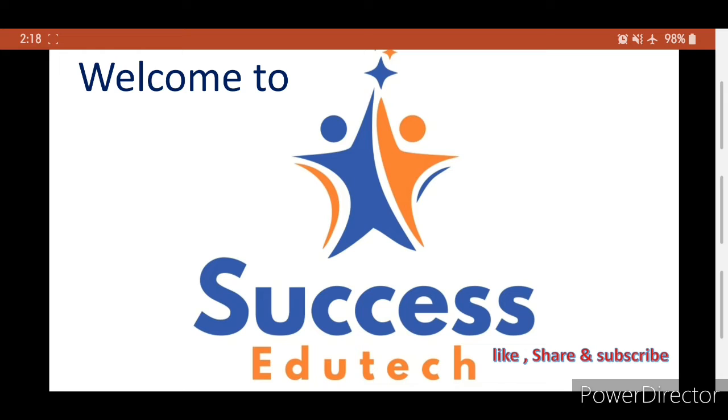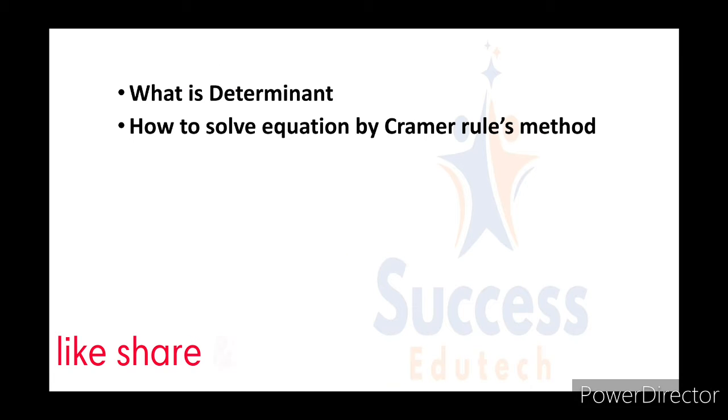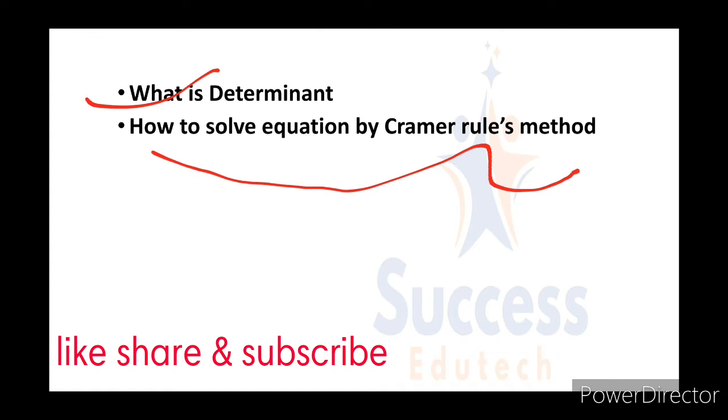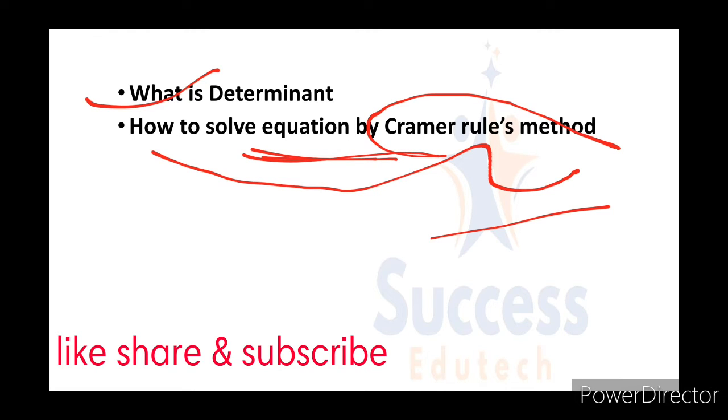Now today we continue our portion, that is, what is meant by determinant and how to solve equations by Cramer's rule method. Today we are learning what a determinant is and how to solve equations by Cramer's rule method. Now let's begin our session.